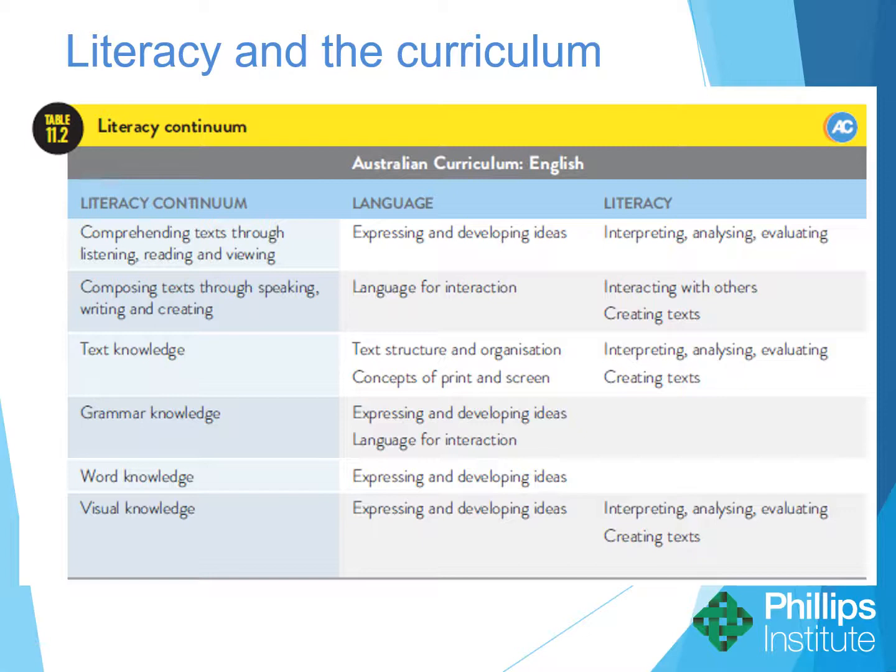Here in table 11.2 from the text, you'll see, based upon the Australian English curriculum, there is a literacy continuum, which includes both language and literacy skills, which the Australian curriculum wants students to develop as a part of their educational process. Just press pause and take a moment to have a look through those and become familiar with them.